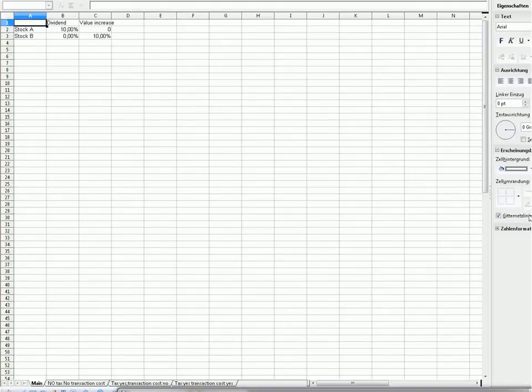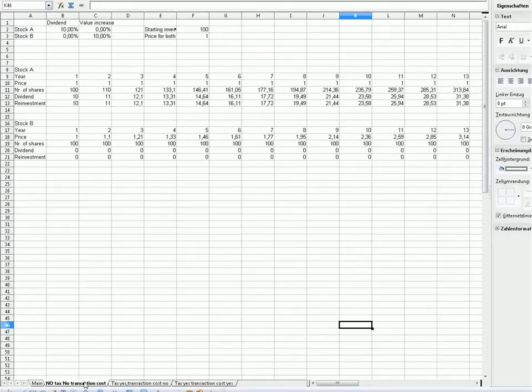Both stocks have the same yield of 10% per year, and we will hold our investment for 30 years. We will start with 100 euros in every example, and both stocks will be offered at 1 euro in year 1. Now let's move on to our first model, that is a world without taxes and transaction cost.